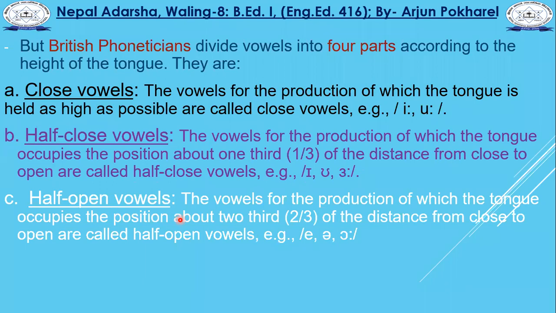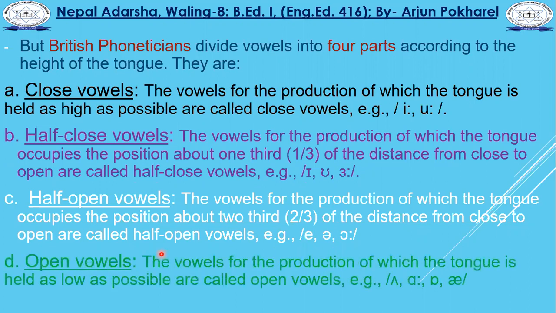Half open vowels can be described as the vowels for the production of which the tongue occupies the position about two-thirds of the distance from close to open. These are called half open vowels. These vowels are, and o. Okay, these are known as half open vowels, in the same way as we did before.